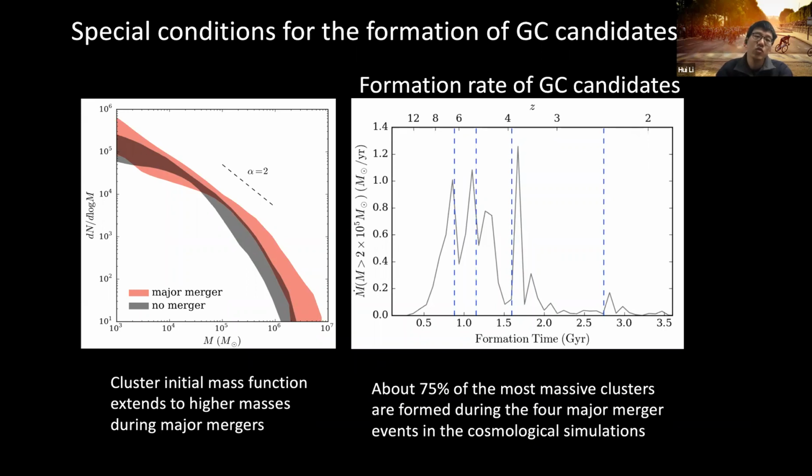Another topic is: do we really need special conditions for globular clusters to form in the simulation? One thing that we noticed is that the majority of these surviving clusters are formed at this peak epoch. And these epochs actually represent the major merger epochs of this set of cosmological simulations. We find that 70% of the most massive clusters are formed during these 4 major merger events in the set of simulations.